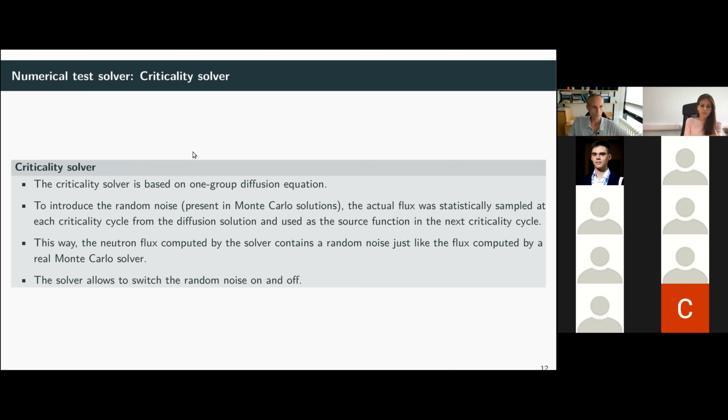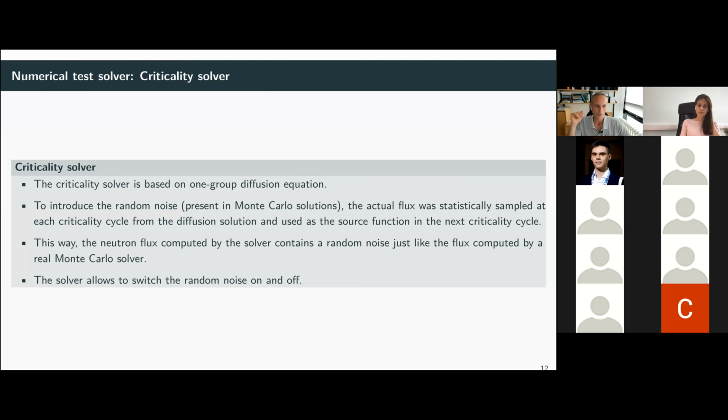So let me explain what criticality solver I use for these numerical tests. I'm actually not going to use a true Monte Carlo solver. I'm going to use a fake one that I programmed. It's basically a simple diffusion-based solver, one group, 1D solver. So it's very easy to program this. But I'm going to introduce random noise in the solutions. So basically, when you are using the diffusion solver at each criticality cycle, you can use the solution for the neutron flux and use it as a probability density function to sample the fission source for the next cycle, right?